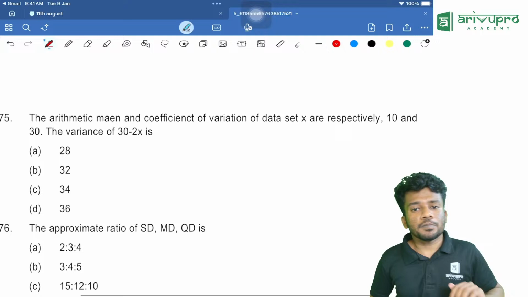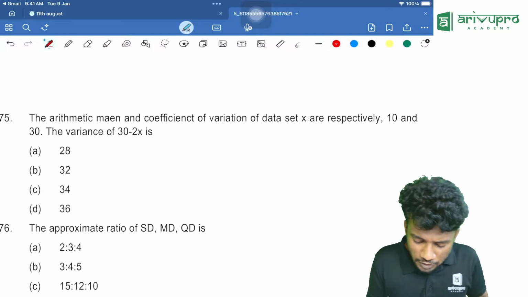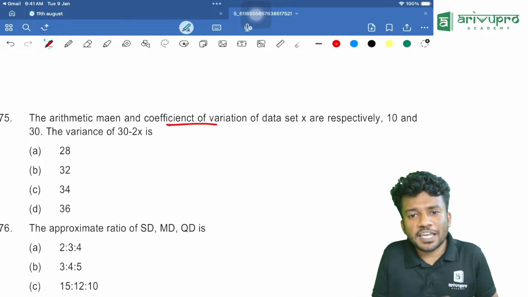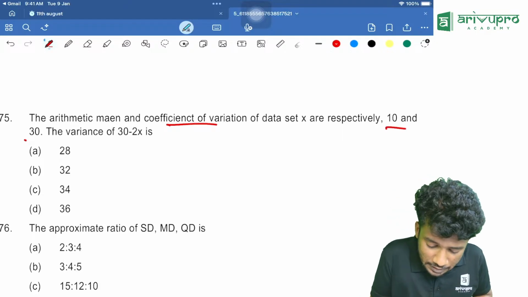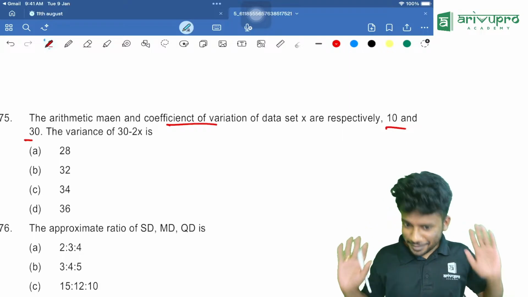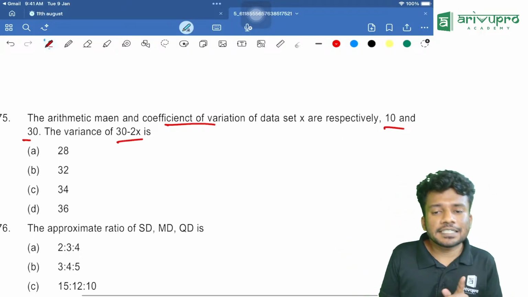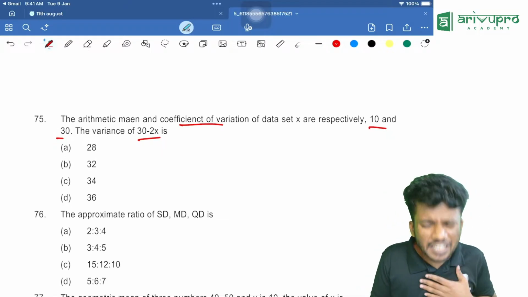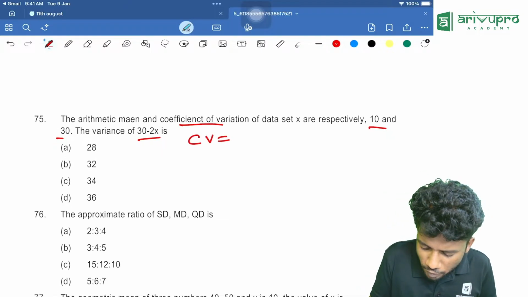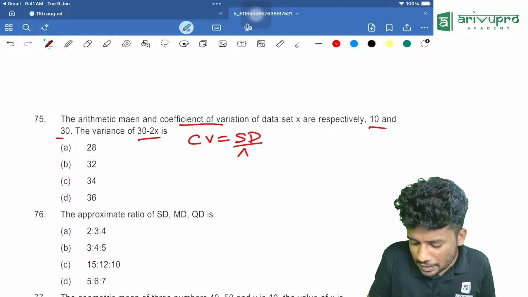Next one. The arithmetic mean and coefficient of variation of a data set are respectively given as 10 and 30. The variance of 30 minus 2x is how much is the question. Now, we know the formula for coefficient of variation. The coefficient of variation is nothing but standard deviation divided by arithmetic mean into 100.